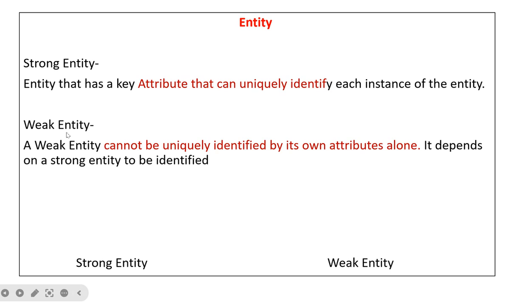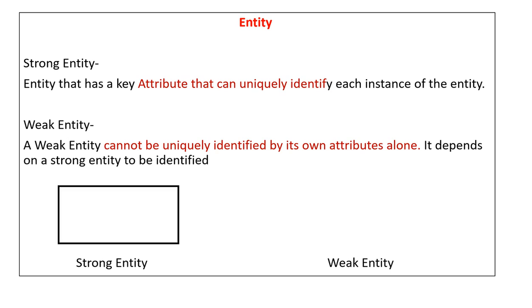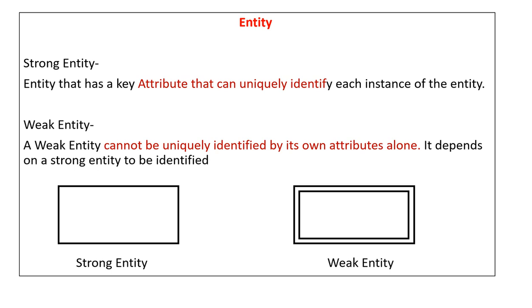So how to draw a strong entity? You can draw the entity symbol like this. If you have a strong entity, it means you have an attribute that uniquely identifies it. If you have a weak entity, this is the symbol of a weak entity, which cannot be uniquely identified by its own attributes alone. Correct. So these two are entity types.